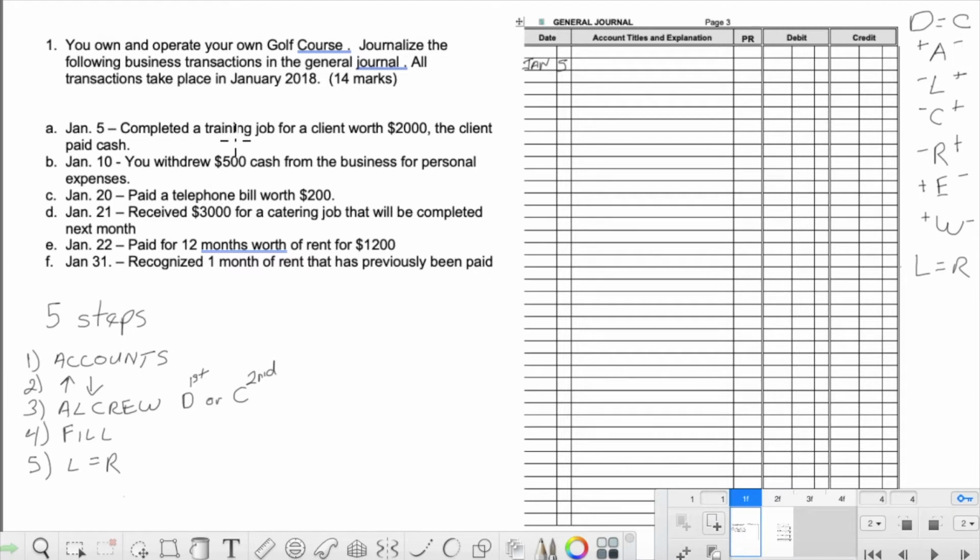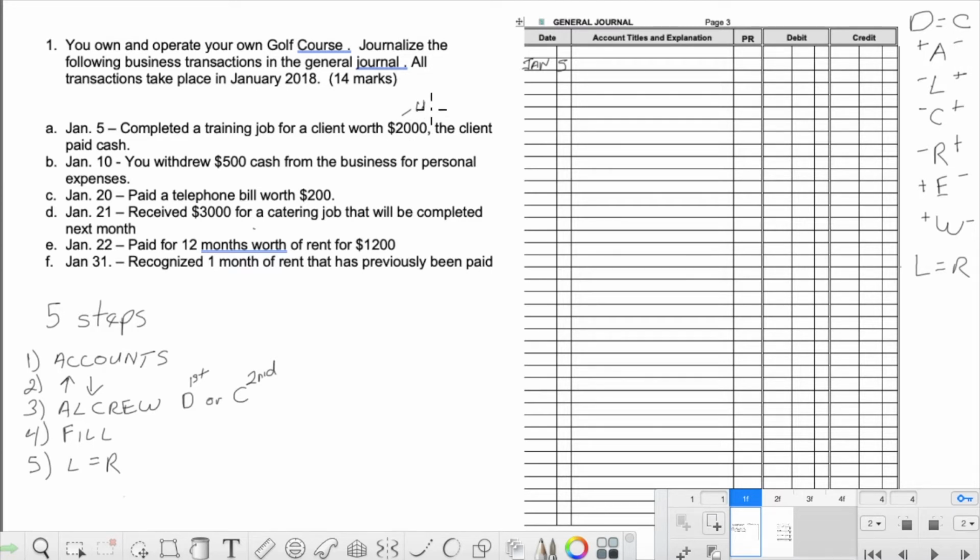So now that we're ready, you own your own golf course. Journalize the following transactions that took place during the month of January 2018. So we completed a job for a client worth $2,000 and paid in cash. So again, what are the 2 accounts?